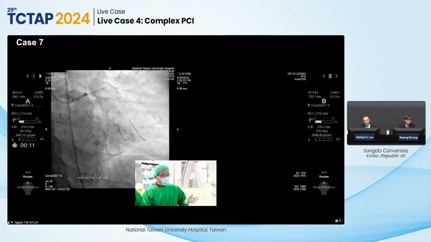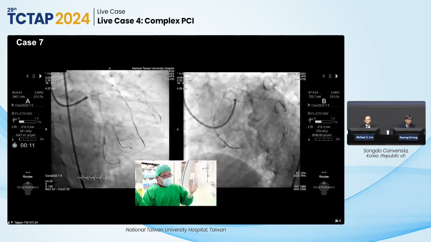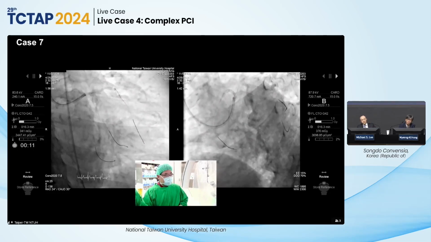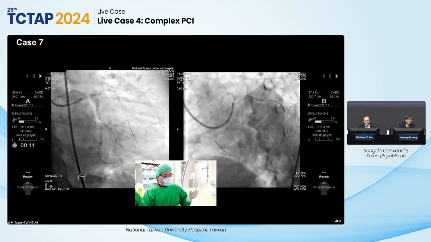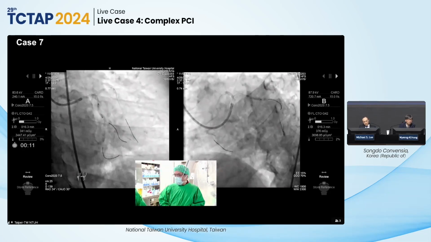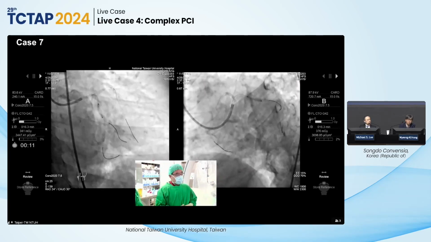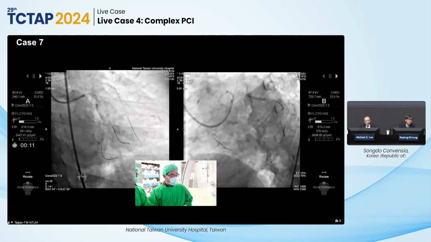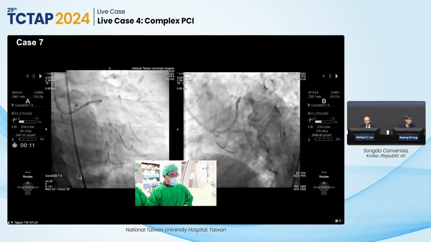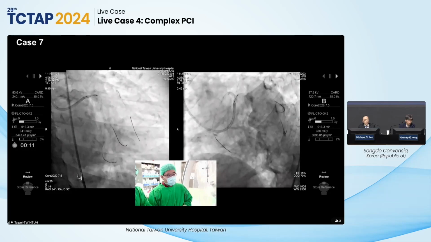After this understanding, we send another wire into that OM branch, leaving the FFR wire, pressure wire in the distal circumflex. Next one. And then this is our 2.75 NC balloon. So this is just to test the expansion of that distal circumflex. Next one. Next. And this is the cutting balloon that I have just mentioned. So this was a 3.25.